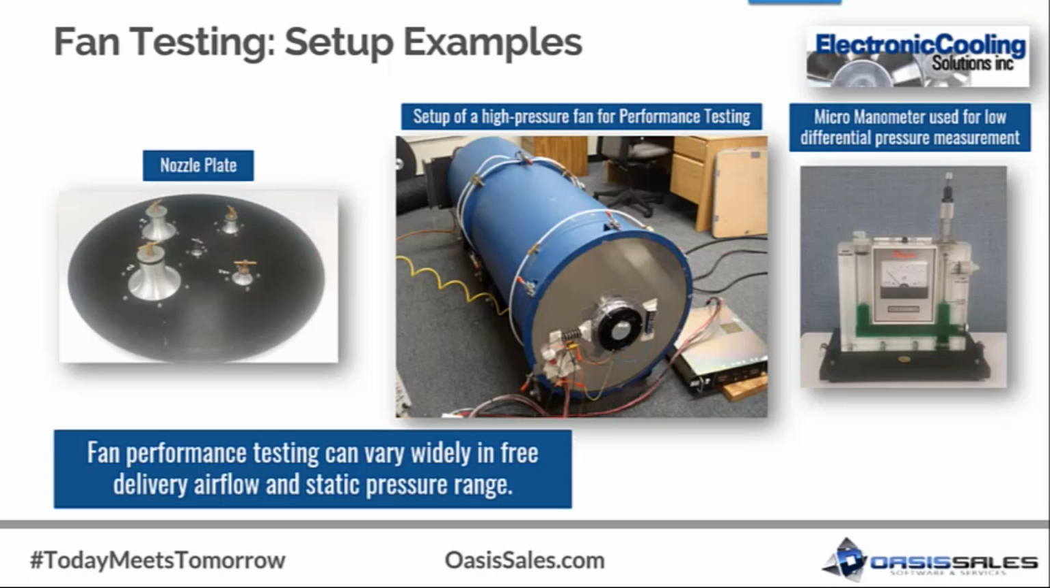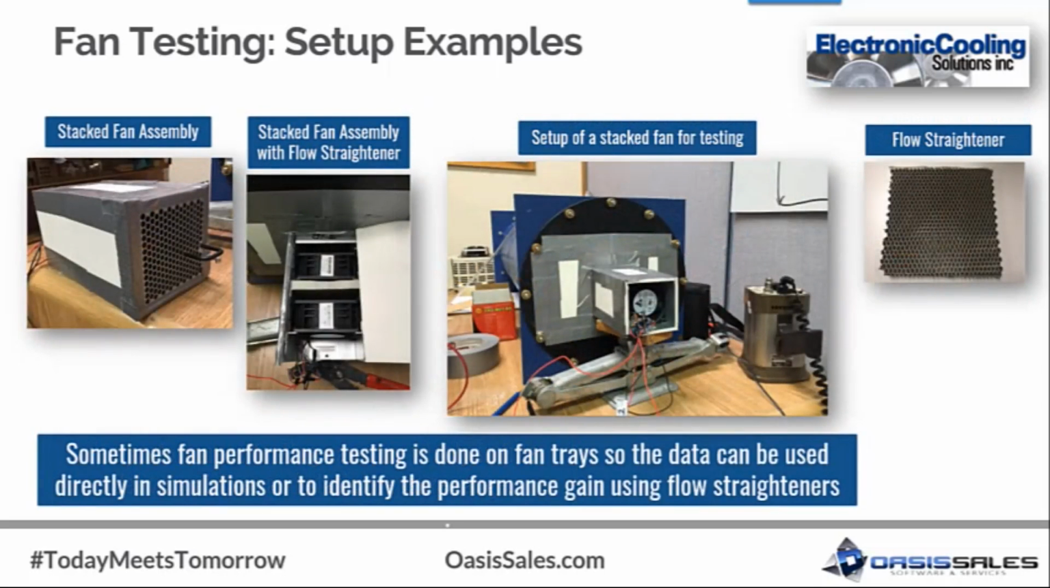Fan performance testing is not necessarily done only on standalone fans. It is sometimes done on fan trays, either with parallel fans or fans in series. It is also done to get performance data on combinations with or without airflow straighteners, as shown in these pictures. The resulting measured performance curve can be used as input into the simulation directly. This is also applicable for fans that have grills or finger guards.